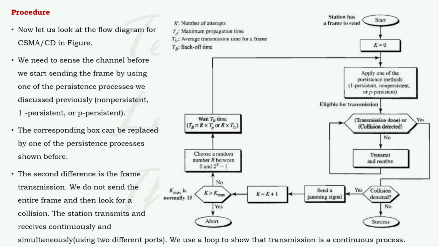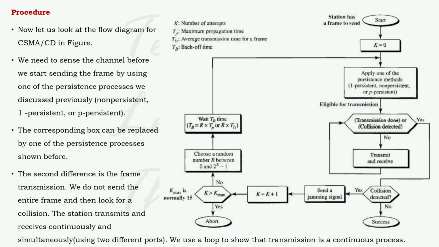And then it will wait for the back-off time. TB time equals R into TP or R into TFR. TP is the propagation time, TFR equals the frame time, the total time for sending the frame size. So we need to wait that much time and then it goes to the first step, k equal to 0, below the k equal to 0, and it will again apply the persistence method and the flow continues here. So that is happening here.